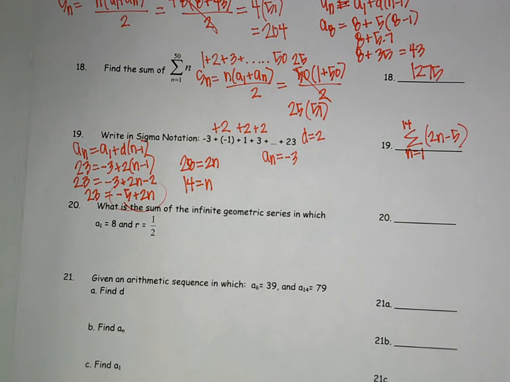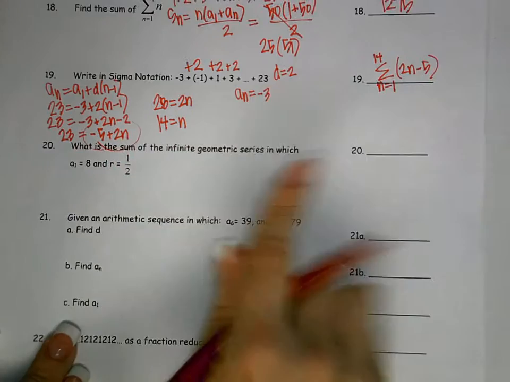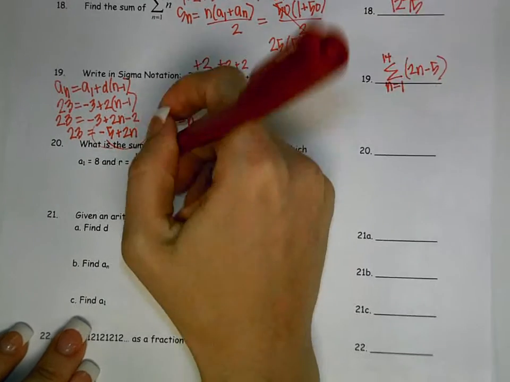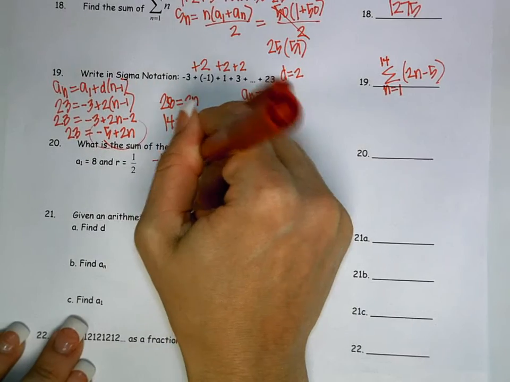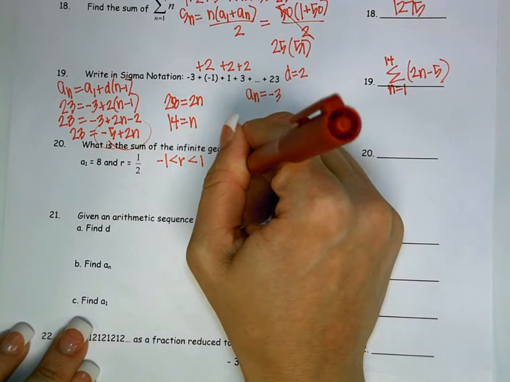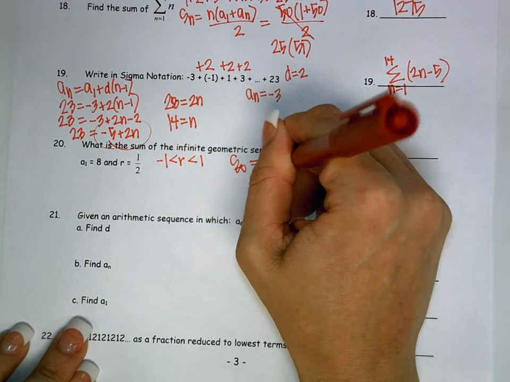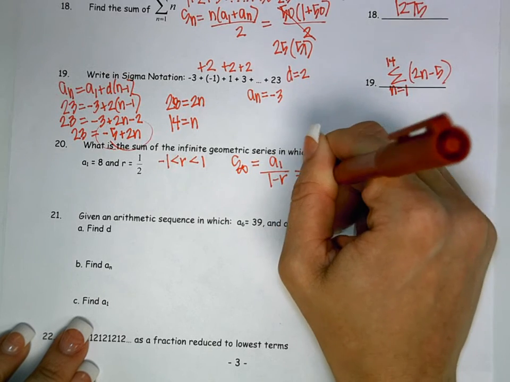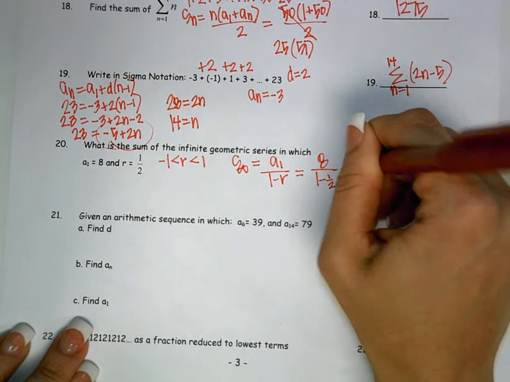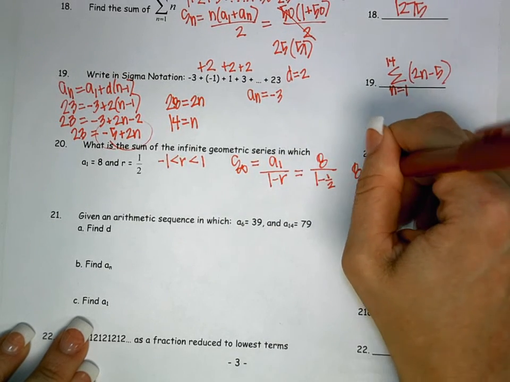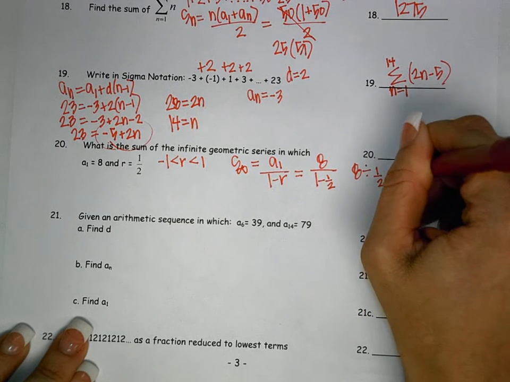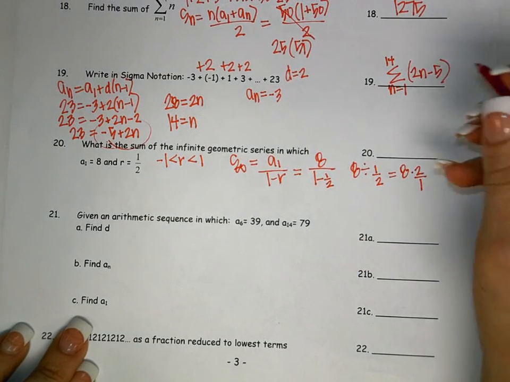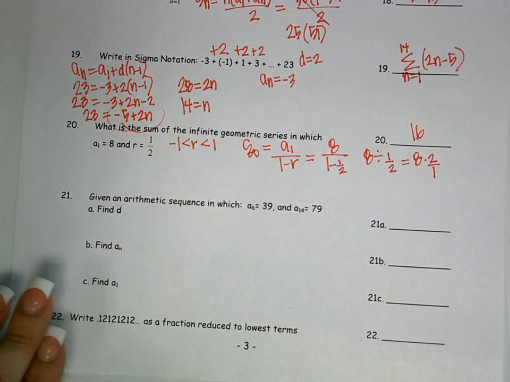Okay, number 20. What is the sum of the infinite geometric series in which a1 is 8 and r is 1/2? Remember, r has to be between -1 and +1, so this works. Sum of an infinite series is equal to a1 over 1 minus r. Your a1 is 8 divided by 1 minus 1/2. So it's going to give us 8 divided by 1/2, which becomes 8 times 2 over 1. Multiply that together, and we should get 16. That one should be fairly simple.